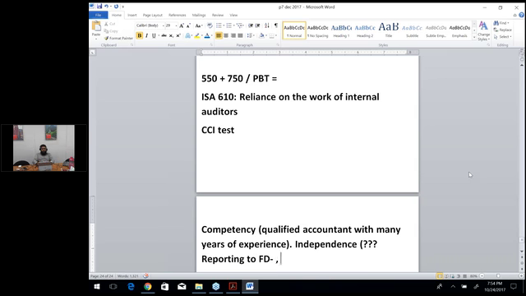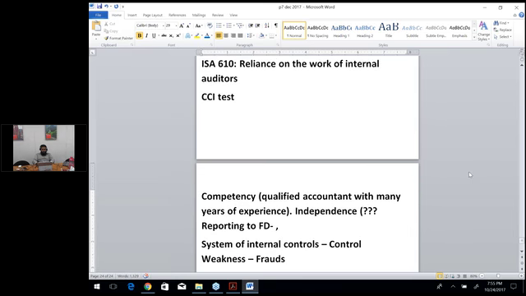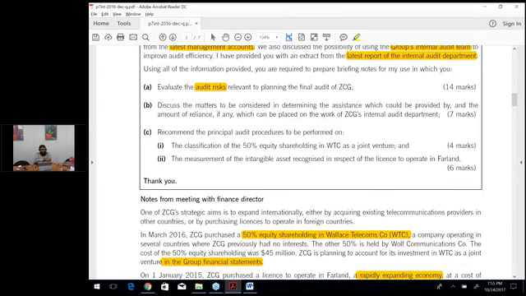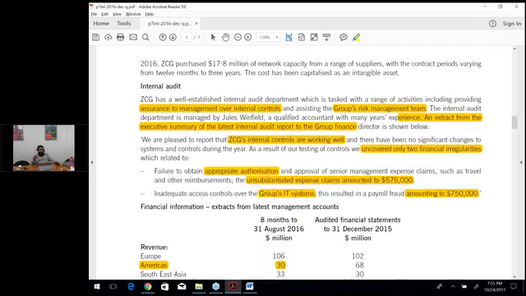And then again, at the same time, if we talk about the system of internal controls operating within this organization, apparently there is a control weakness, and the control weakness has resulted in 2 frauds during the year. Now the question's requirement is: discuss the matters which need to be considered in determining the assistance which could be provided by and the amount of reliance, if any, which can be placed on the work of the internal audit department. So apparently the department is qualified, etc. But then again, there are control weaknesses. The department's independence is in doubt.